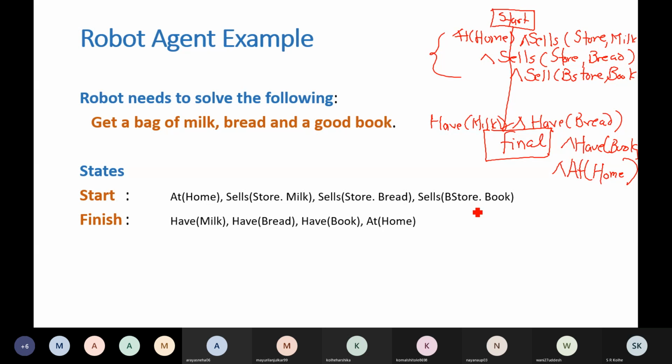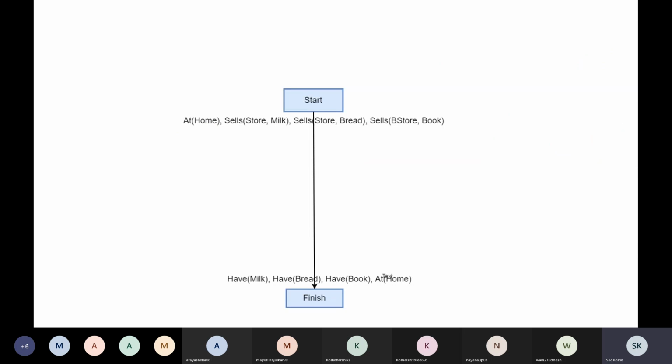Yes, sir. So the same thing I have now drawn out here. This is how initially your plan will look. This is given: at home, robot is at home. Store sells milk. Store sells bread. B store, bookstore, sells book. At the end we want robot will have milk, bread, book, and robot will be at home. Now in between we will have to add steps so that we can convert this initial state into the final state, as the usual process.